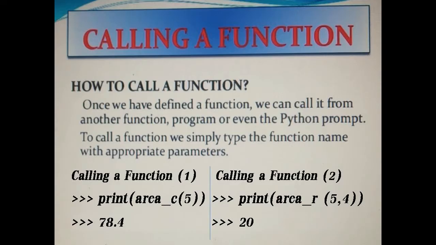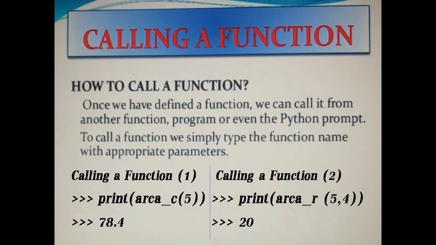After creating the function, we have to call the function. So how to call a function? Once we have defined a function, we can call it from another function, program, or even the Python prompt. That means we can call it from another function or another program. If not, we can call it directly also. To call a function, we simply type the function name with the appropriate parameters.